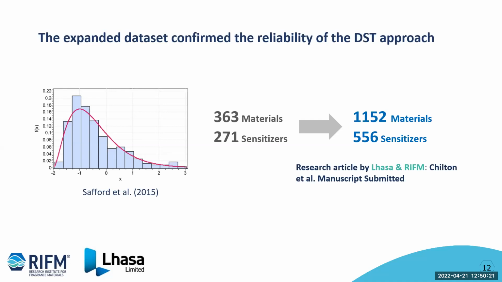But to summarize what we found, even with the data set that's much larger than the original data set, the derived DST value for each reactivity domain remained very similar to the original ones. So this result really reinforced our confidence and reliability in taking the DST approach.